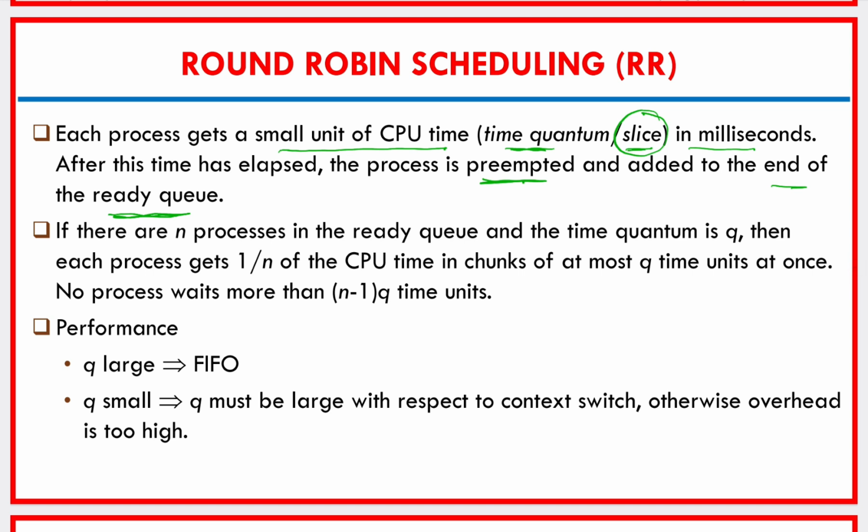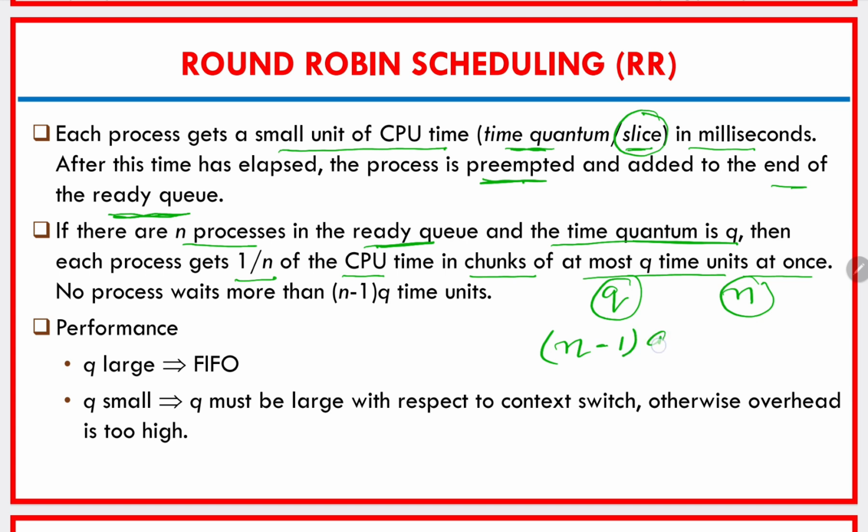So as far as round robin is concerned, let's assume that there are n processes waiting in the ready queue and the time quantum set is q. Then each process gets 1/n of the CPU time in chunks of at most q time units at once. So what I'm saying is, suppose we have a time quantum of q time units, and there are n processes in the system. Each process will have to wait at most (n-1) × q time units.